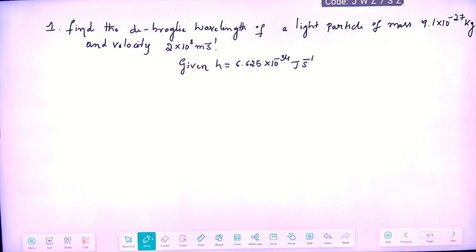Velocity is, find it, easy it is. Do it first.